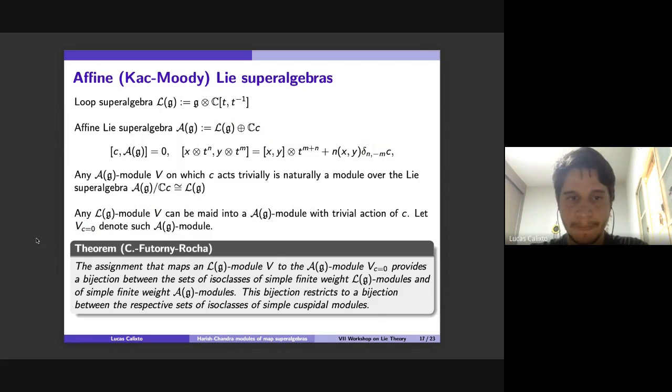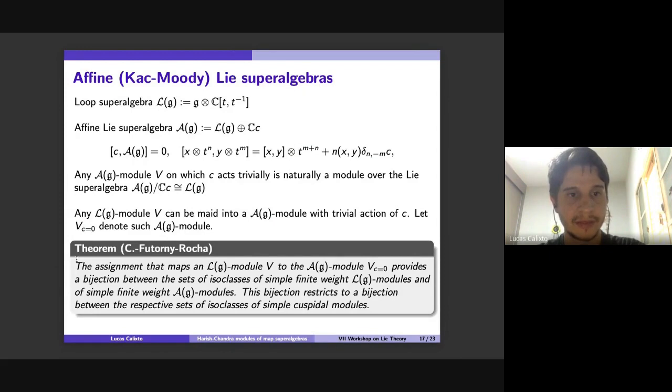And then it's not hard to see that any Harish-Chandra module, so remember a Harish-Chandra module is in general infinite dimensional, but the weight spaces are finite dimensional. So using this fact that the weight spaces are finite dimensional, we can prove that any Harish-Chandra module over the affine superalgebra will have to have a trivial action of the center. So therefore, it's just a module over the loop superalgebra.